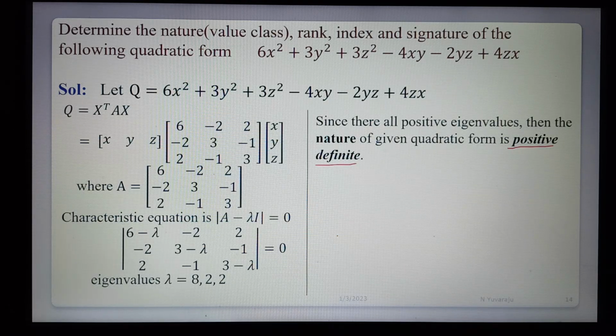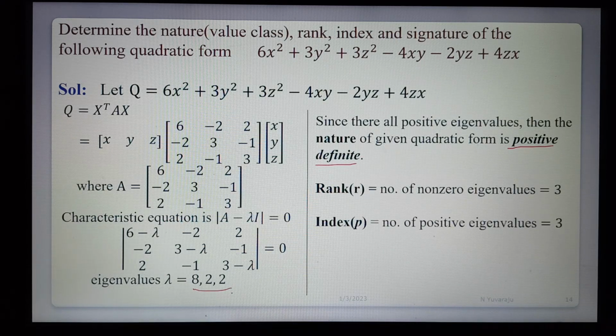Yes. So next, the rank of the matrix. Rank is the number of non-zero eigenvalues. So the number of non-zero eigenvalues is 3. So rank is 3. So next, index. Index is the number of non-zero positive eigenvalues. So non-zero positive eigenvalues are 3. So index is also 3.